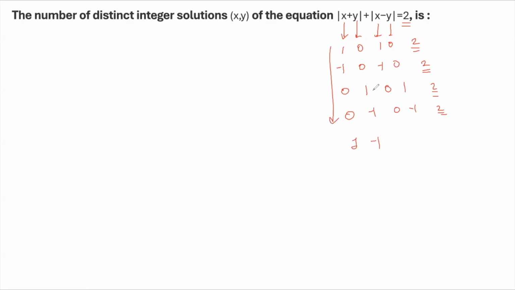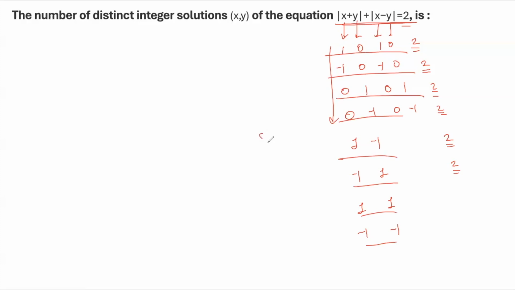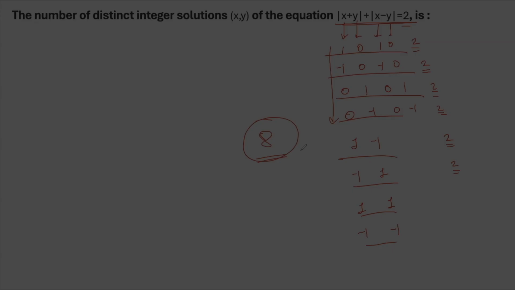In that case, mod of x plus y becomes mod of 0, 0 only. And mod of x minus y will be mod of 1 minus minus 1, which is 2. So yes, the sum is still becoming 2. Or I could take minus 1 and 1. Another possible solution will give me the sum as 2 again. Now I could take x and y as both 1 and both minus 1 also. Still this equation will be equal to 2 only. So by observation also I can say there are 1, 2, 3, 4, 5, 6, 7, 8 possible solutions to the given equation. And that's the answer to my question.